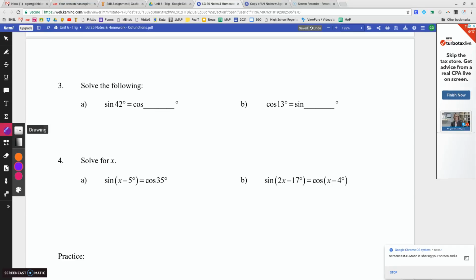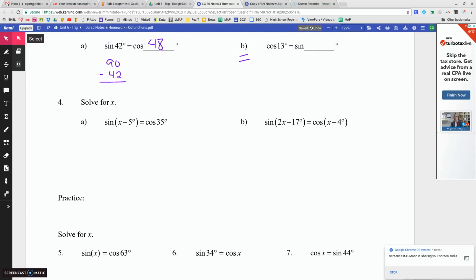So since I know that my angles are complementary, I will take 90, take away 42, and I get 48 degrees. And you can put that in your calculator to verify. Please solve letter B. Number 4.